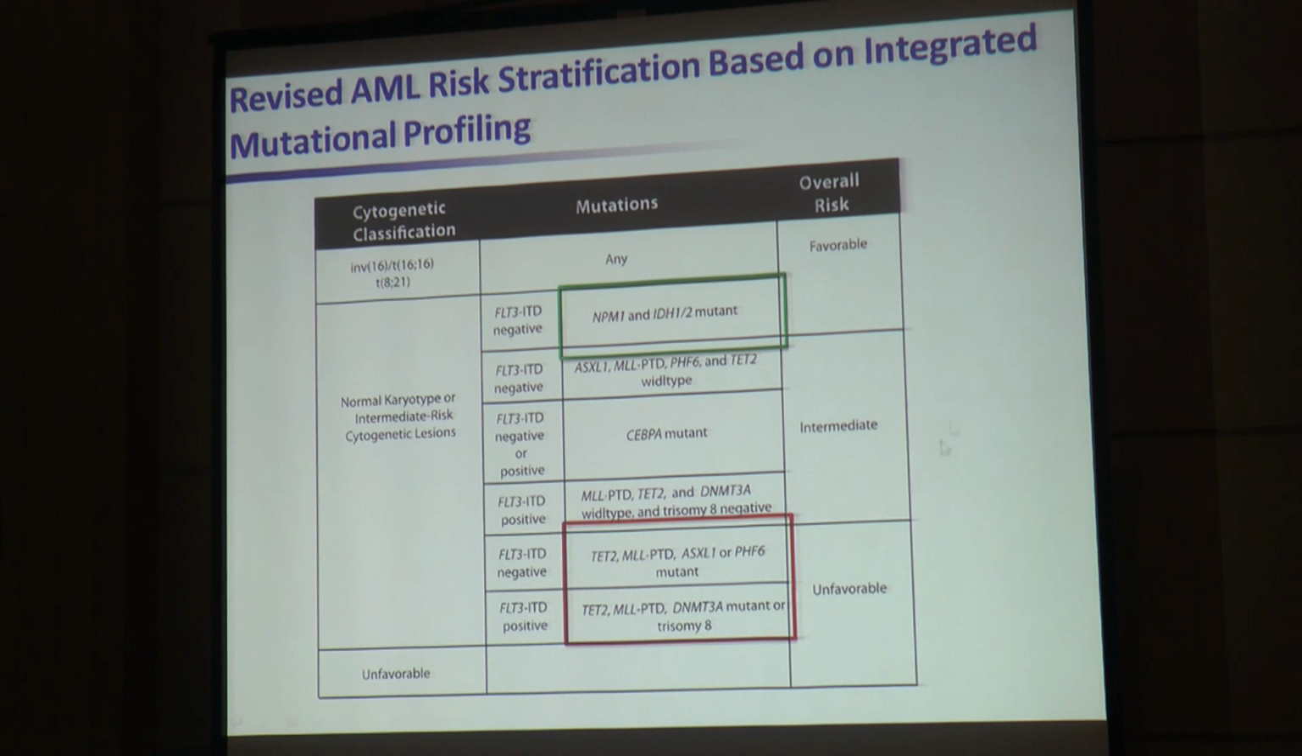Now, I think overall this sort of scheme is probably not very practical, and I'll get into why that is in just a minute. And I think there are actually probably going to be more promising ways to prognosticate patients with AML than using this complicated schema. But at the time that we published this, it was sort of the state of the art.